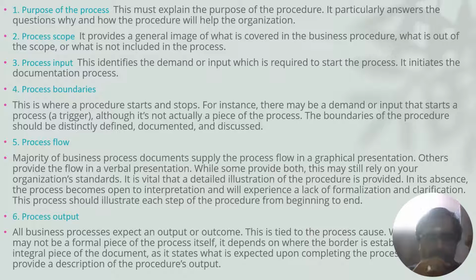And the sixth one, process output. So all business processes expect an output or outcome. These are tied to a process, and it may not be a formal piece of the process itself. It depends on whether the output is established as a single or integral piece of the document, as it states what is expected upon completing the process, or provides a description of the procedures of output, right? So that is what the process output should be expected to be.